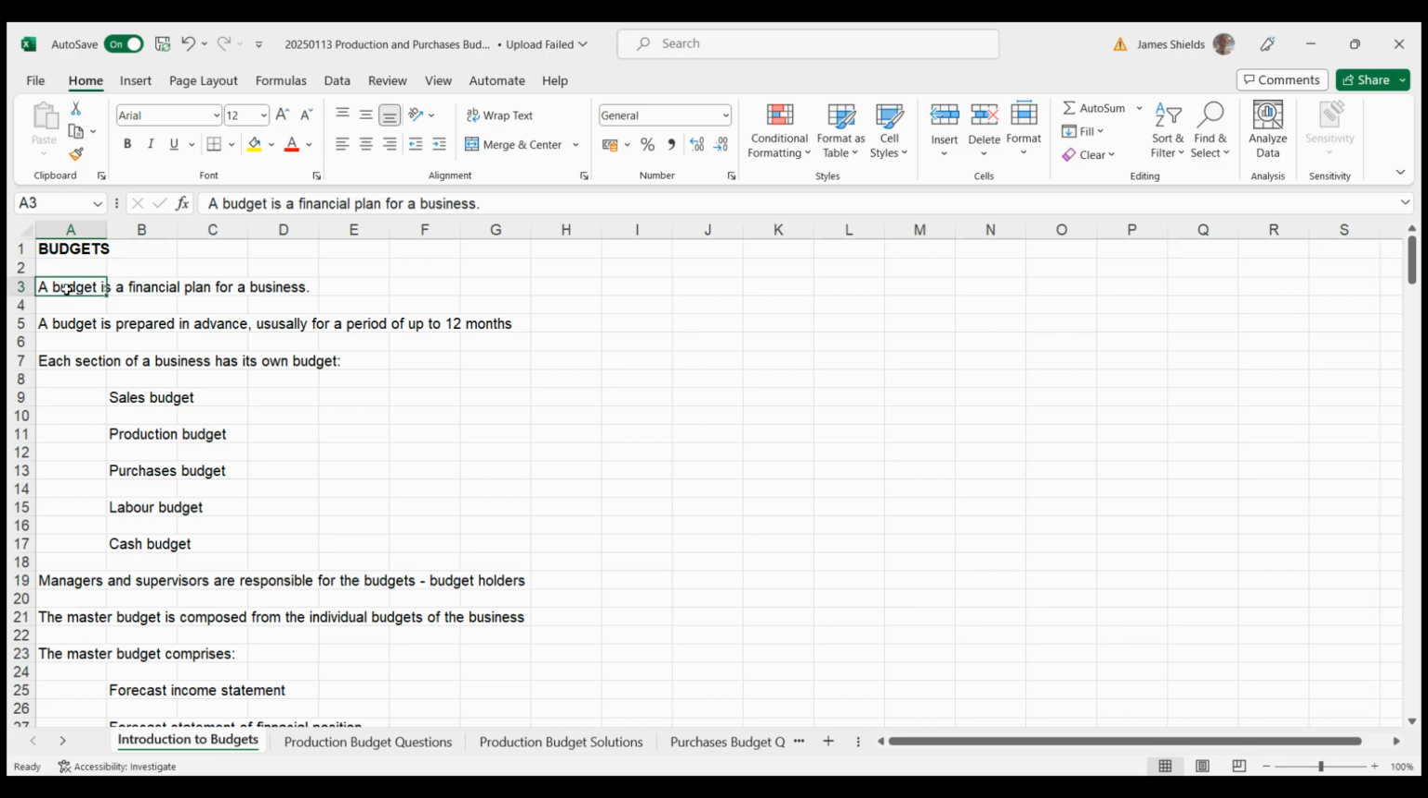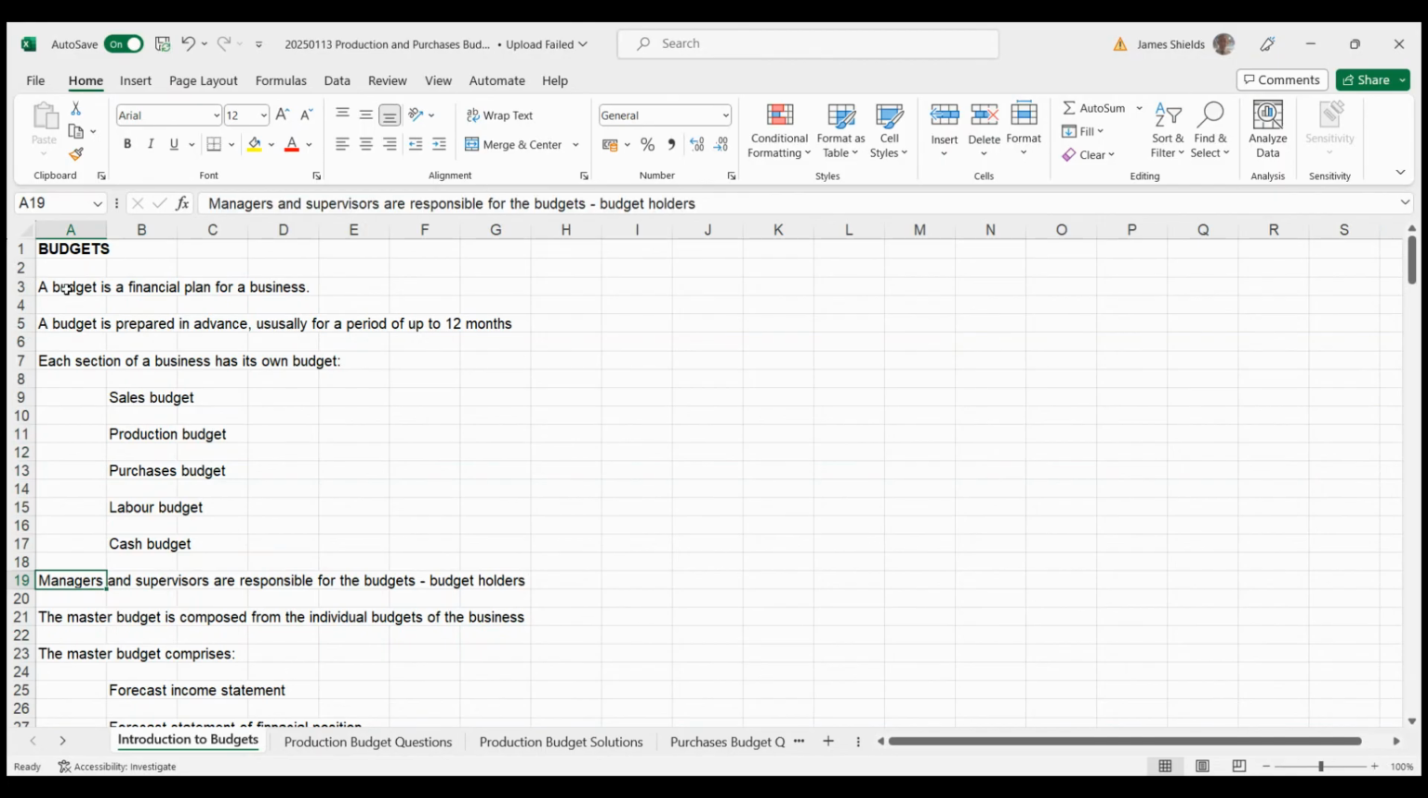A budget is a financial plan for a business. A budget is prepared in advance, usually for a period of up to 12 months. Each section of a business has its own budget. You can have a sales budget, production budget, purchases budget, a labour budget, and a cash budget.